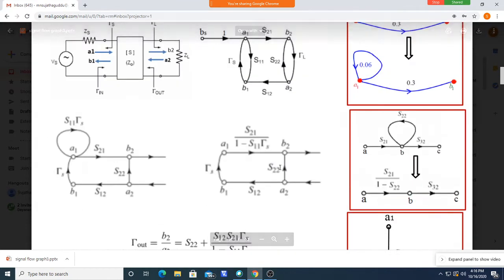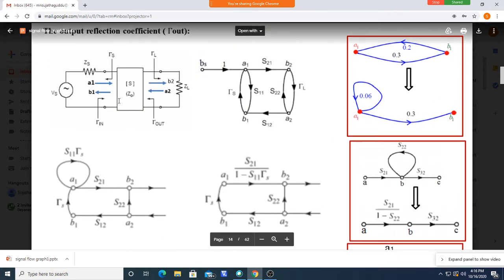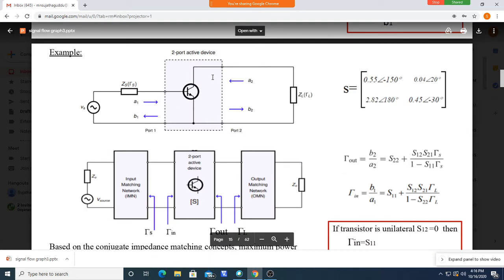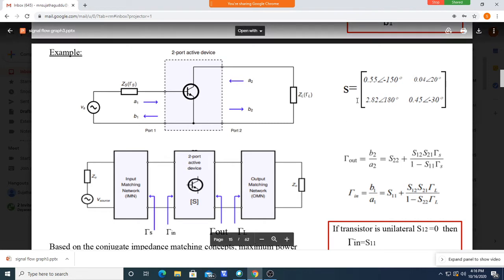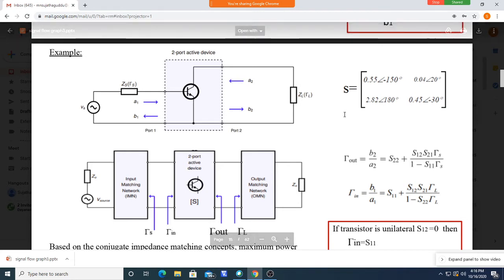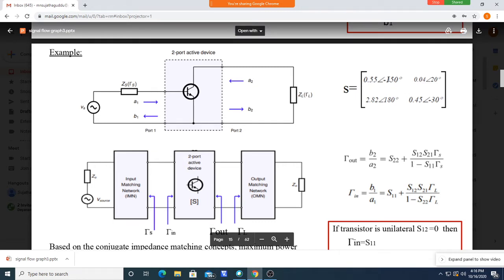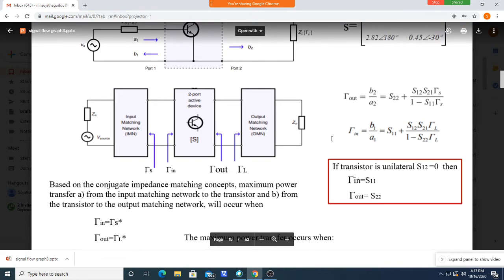In the previous class we did a two-port. For example, like this, this is a transistor in common emitter configuration, if you are designing an amplifier using it. So this is an S matrix. What is this S matrix? This is at that particular frequency. At whatever frequency you want amplification, that frequency's S parameters you have to choose like this. Then you have to proceed for the design.